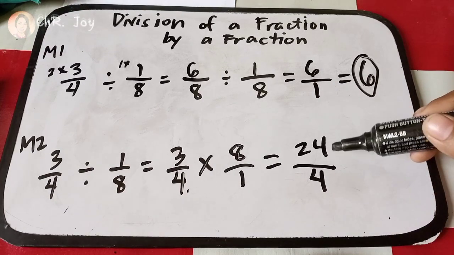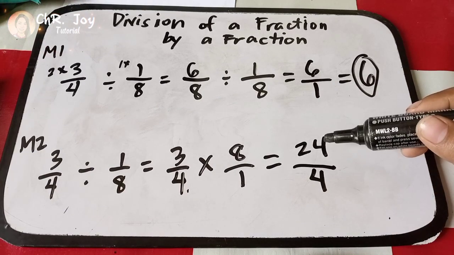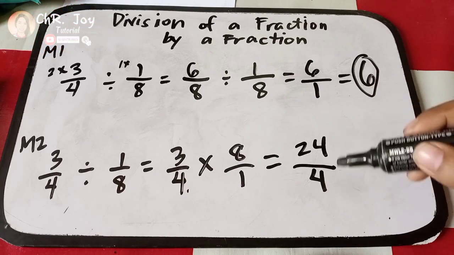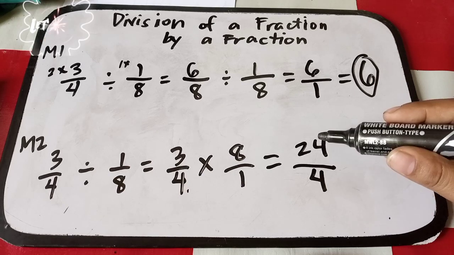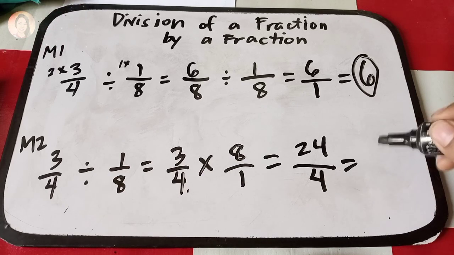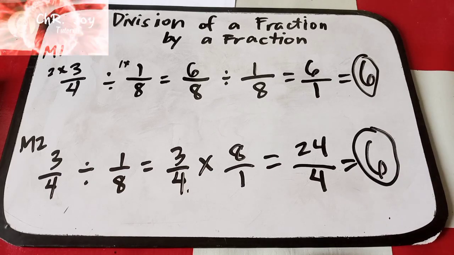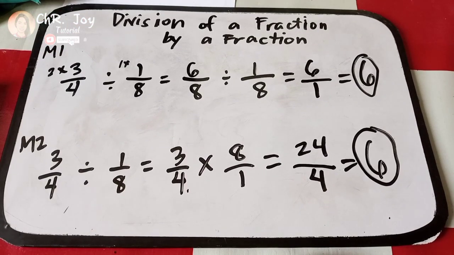Or if the answer is an improper fraction, we're going to divide 24 by 4. So 24 divided by 4 is equal to 6. Now the answer is 6. So there you have it, the division of a fraction by a fraction.